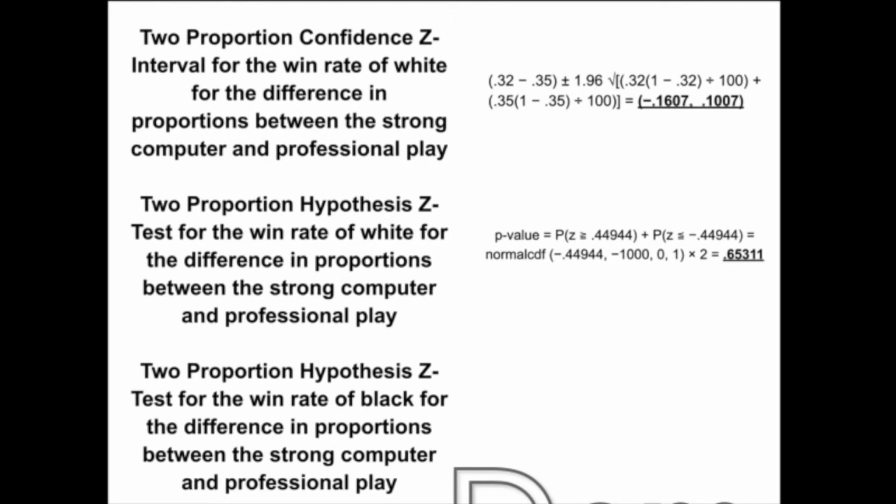So next we did a 2-proportion hypothesis z-test for the win rate of black for the difference in proportions between the strong computer and professional play. All the conditions were met for this again, and the null hypothesis was that the probability that black wins in a simulated game is equal to the probability of black winning in a professional game. Our alternative hypothesis was that the probability that black wins in a simulated game is not equal to the probability of black winning in a professional game.